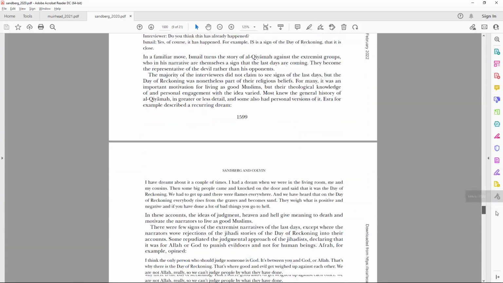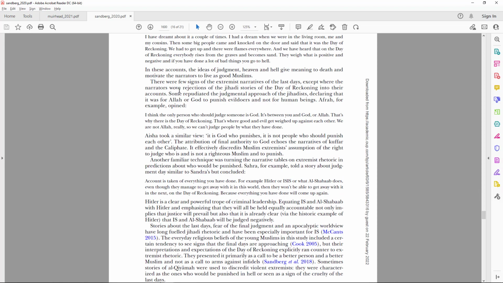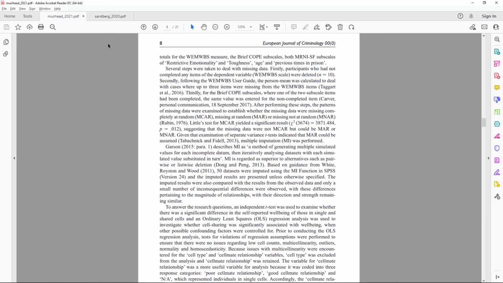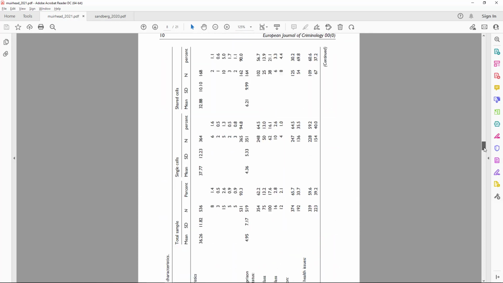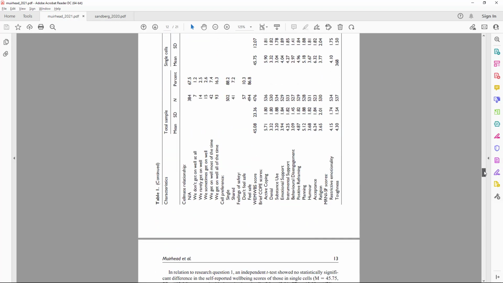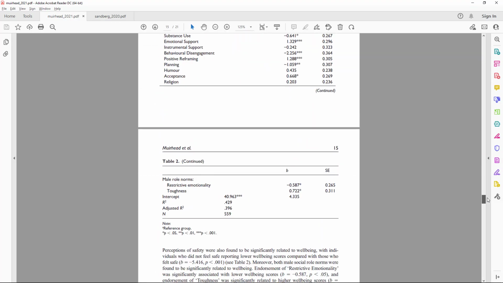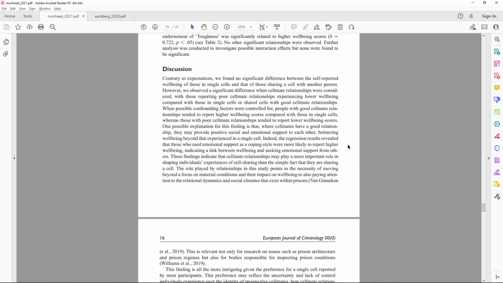As you read down through this again, you'll see a little bit more about the presentation of some quotations and so on. In the Murad paper, you go down through it, you'll see the results of their statistical analysis, and they present their data in tabular form.